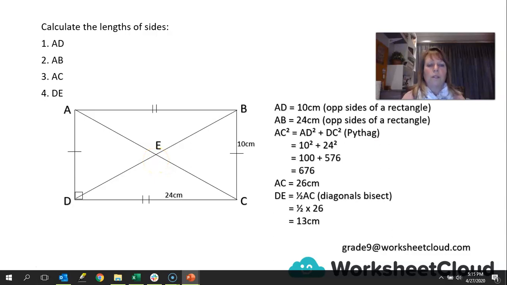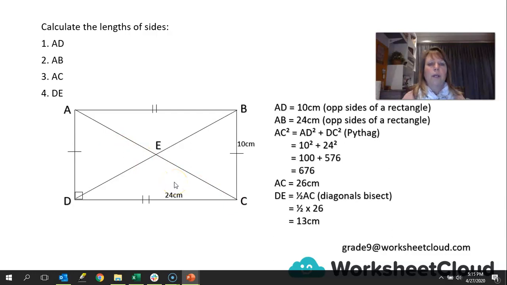DE, 13 centimeters. Should we go over that just one more time? Very easy in the beginning. I'm sure you thought, what is so difficult about this? But AD was 10 centimeters because it was opposite sides of the rectangle. AB was 24 centimeters. Pretty straightforward, opposite sides of the rectangle. Okay, we've got to work out the diagonal. We now know Pythag, so we can just implement that quite simply.